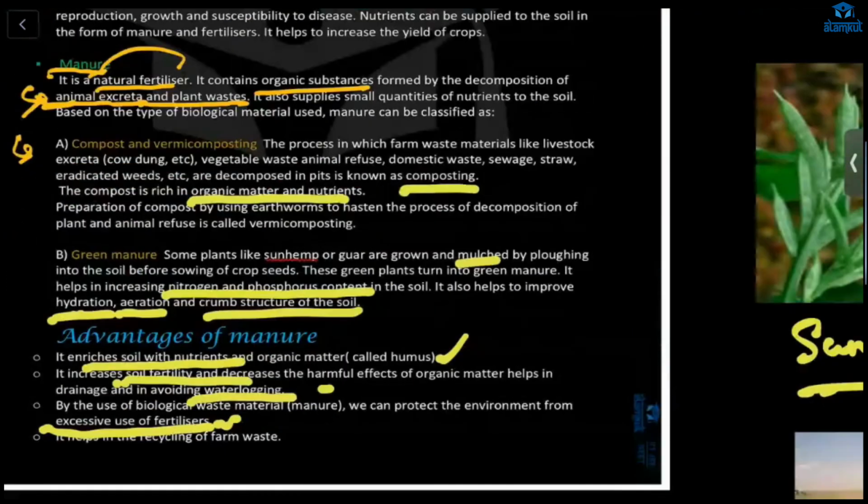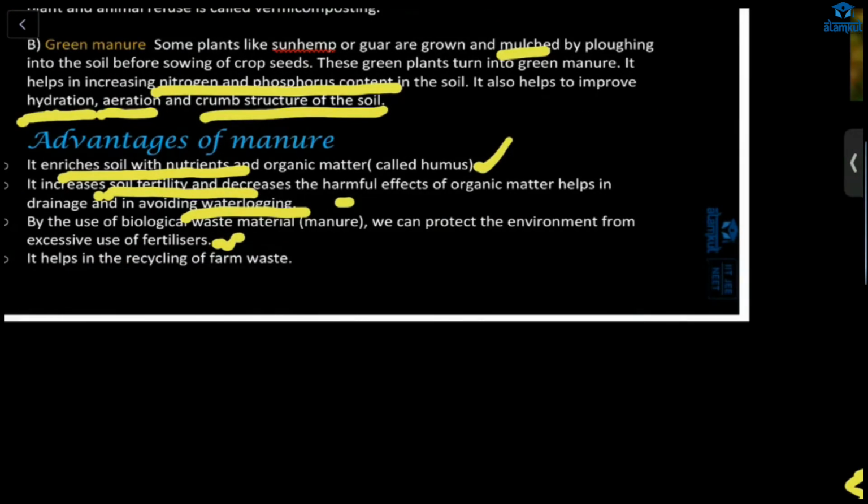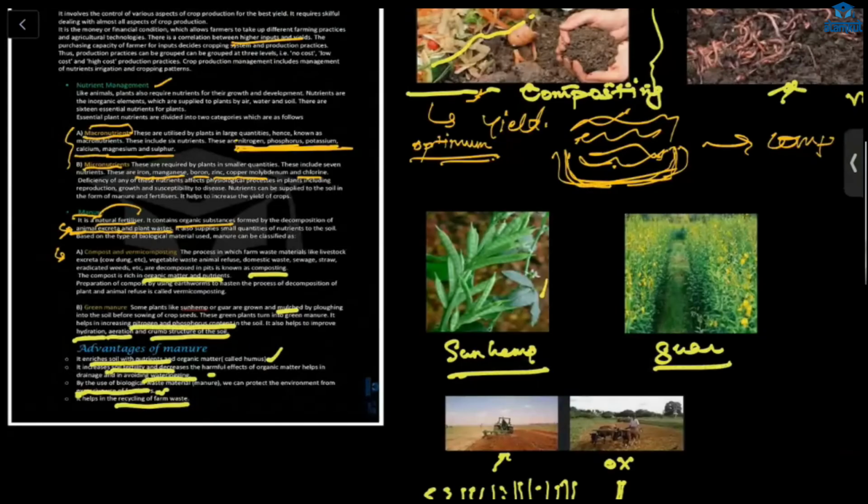Manures are natural fertilizers. Next, it also helps in recycling of farm waste, whatever farm waste, this cow dung, all that. We are using it here, so it is recycled.